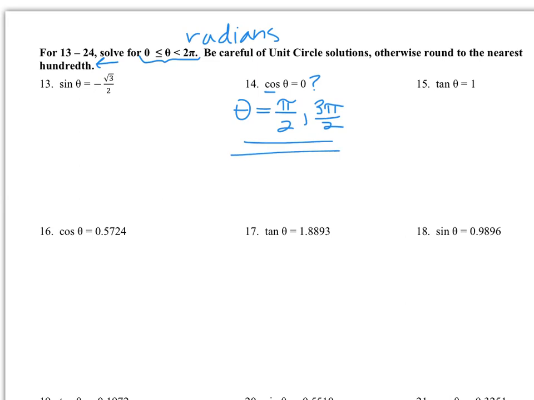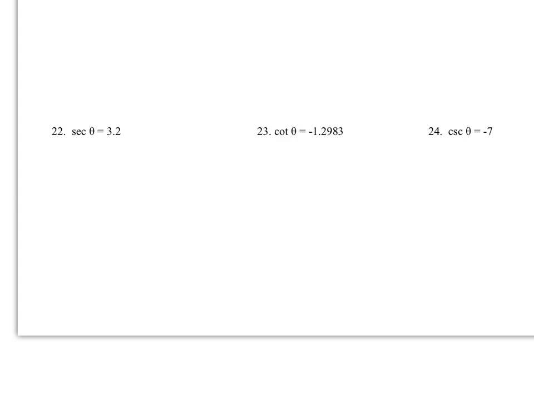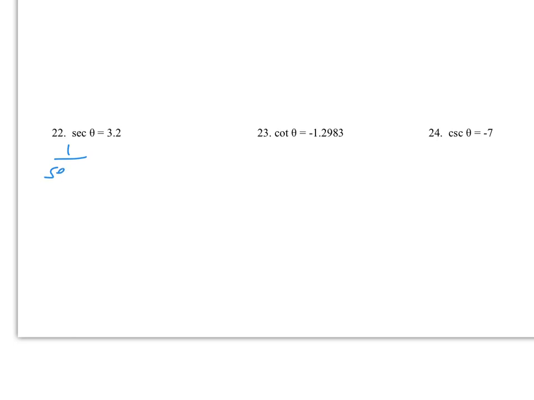All right, let's scroll down and find a reciprocal question. Let's look at question 22. It says secant theta equals 3.2. Well, secant isn't a primary function, but it's a reciprocal function. It's all by itself. I'm going to take the reciprocal of secant, which is just 1 over secant, and the reciprocal of 3.2, 1 over 3.2. Now, the reciprocal function 1 over secant theta is the same as cosine theta. And then we have 1 over 3.2.